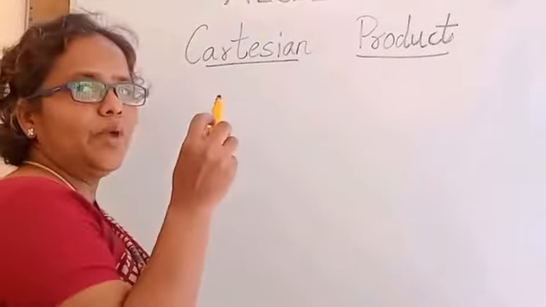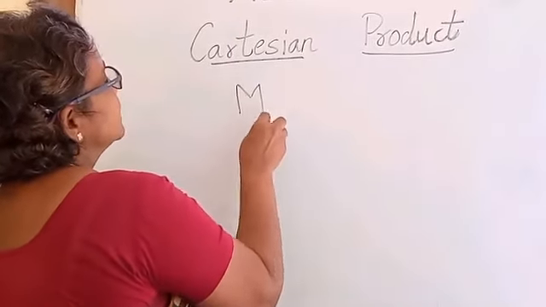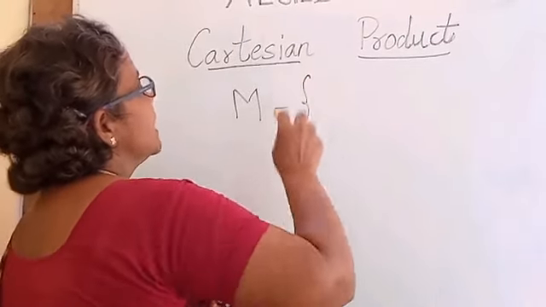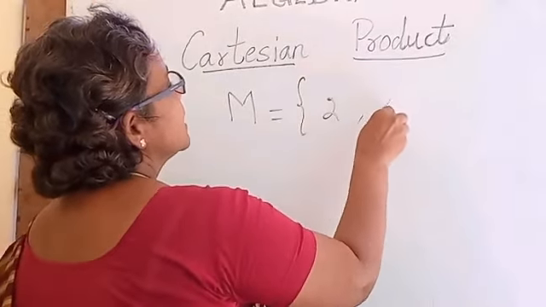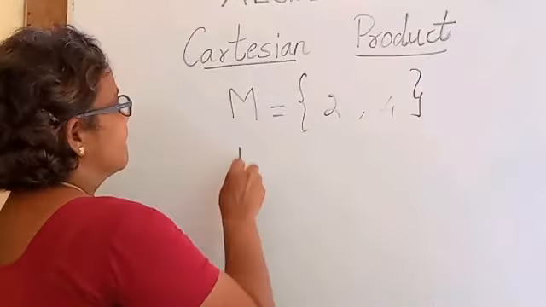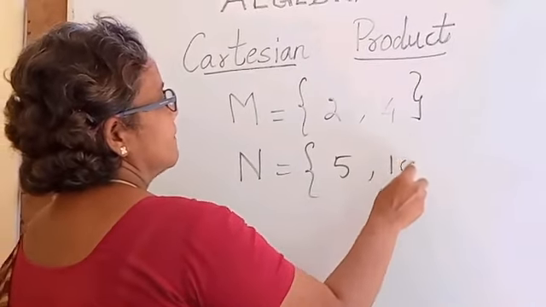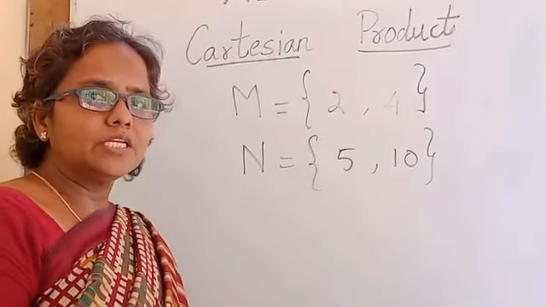So let me take up two sets. Let's name the sets M and N, and let's consider the elements present in the two sets as 2, 4 and 5, 10. So I want to find the Cartesian product of M and N.